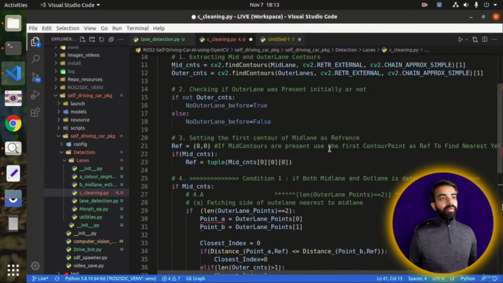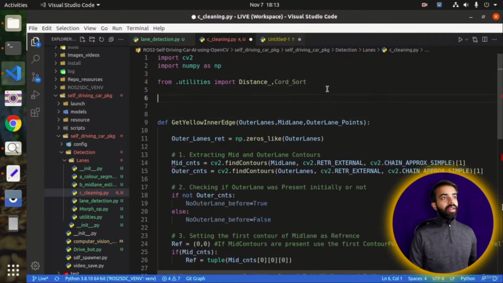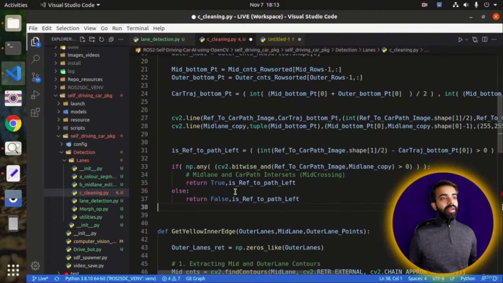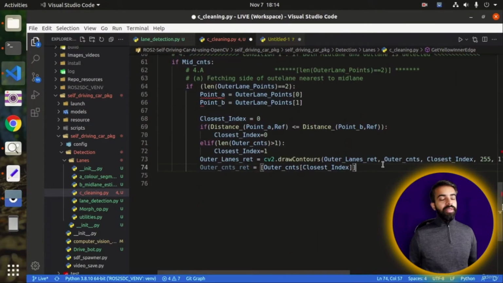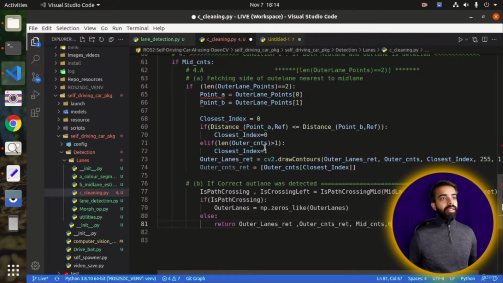So this particular function can be implemented right over here, and we name it isPathCrossingMid. Once we have implemented this, it will return 2 Boolean variables. The first is whether it was crossing mid or not. If it was crossing mid, that indicates that it was an incorrectly predicted outer lane. And this also returns whether it was crossing from the left-hand side or from the right-hand side. If it was crossing from the left-hand side, then that means that the correct outer lane will be on the right-hand side. Now, once we have implemented this function, we need to call it simply this way.